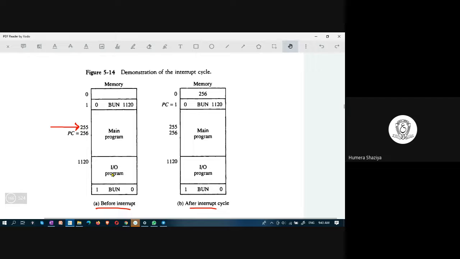Okay, now look at what happens after interrupt. After interrupt, the first step is to store the PC content to M of 0, the zeroth location of memory. This is M of 0. So 256 gets stored in the zeroth location of memory. Why are we storing it? It is like the computer is remembering where to return. We human beings have an amazing brain where we record things.